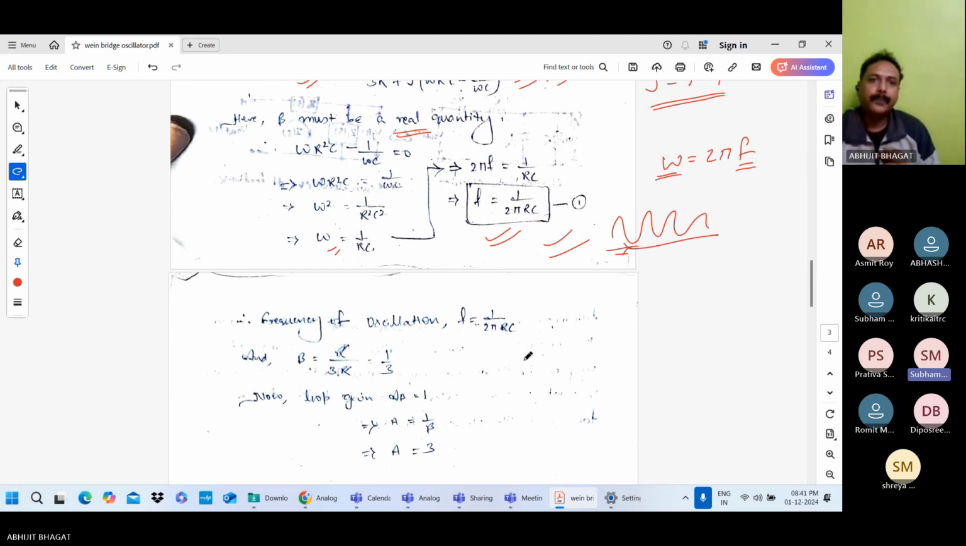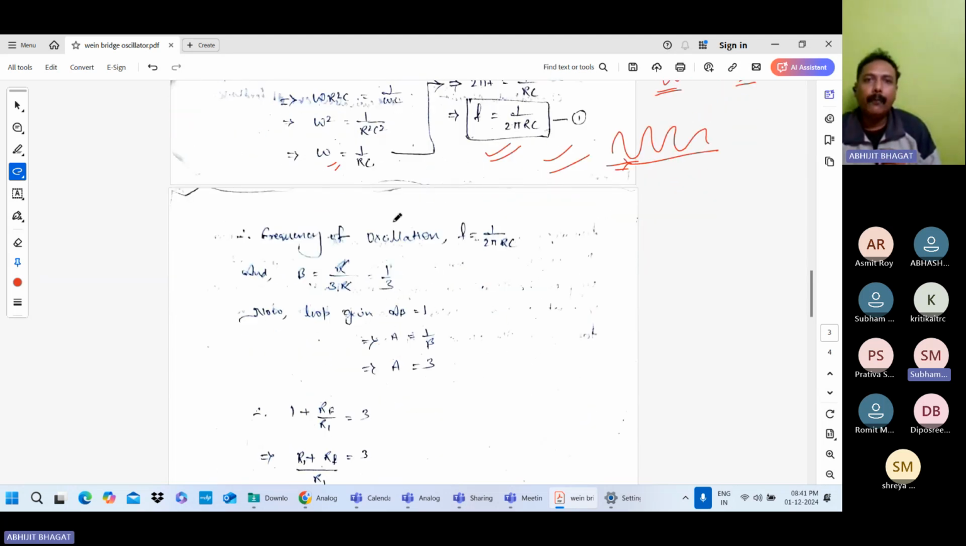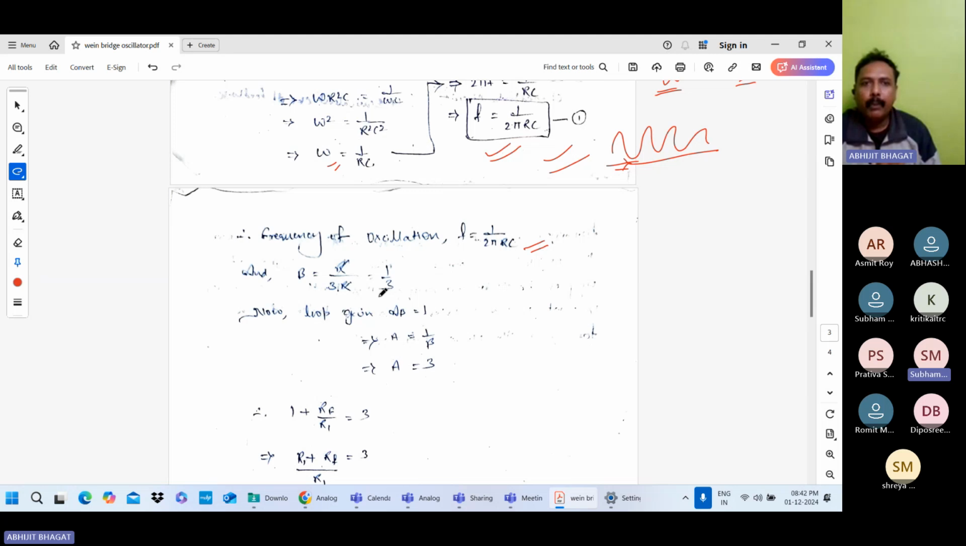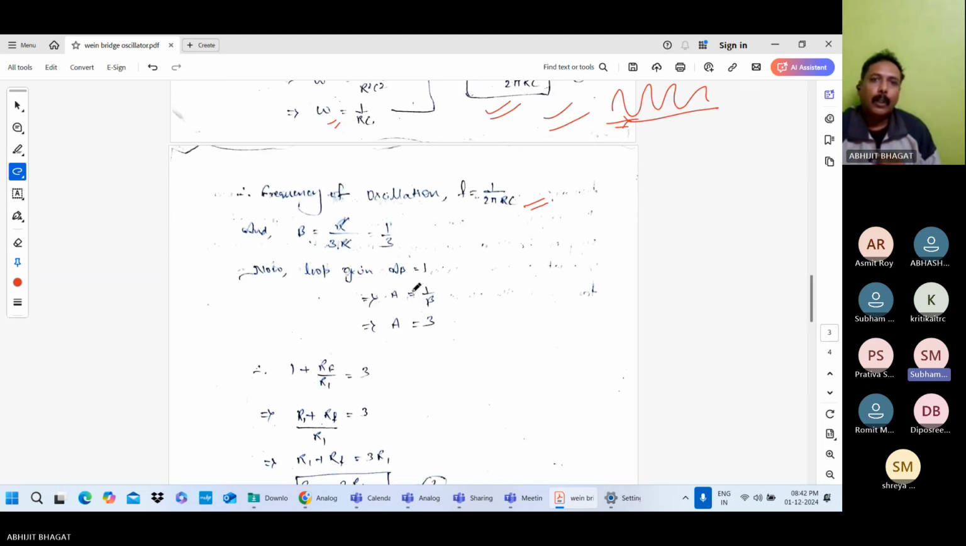Next, the frequency of oscillation is f equal to 1 by 2 pi RC we are getting. Now in this equation you can see beta equal to R by 3R plus j something. So this complex part is 0. So your beta equal to what? Beta equal to R by 3R. So R cancels out. We are getting beta equal to 1 by 3.